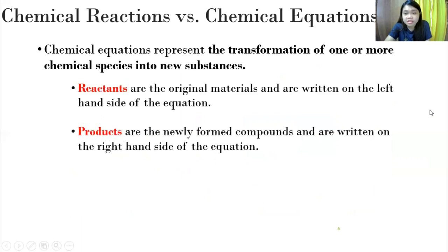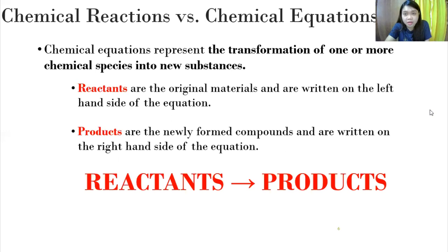So, okay, let's discuss the reactants and products in more detail. As I said earlier, the reactants are the original materials and are written on the left side of the equation. And the products are the newly formed compounds and are written on the right-hand side of the equation. So it is always in this manner, reactants to products, unless a certain chemical reaction or equation is stated as reversible. When we say reversible, the products and the reactants can be on either side of the equation. Unless it's stated, you can interchange the both. But for most chemical equations, it really proceeds in this way, reactants to products.